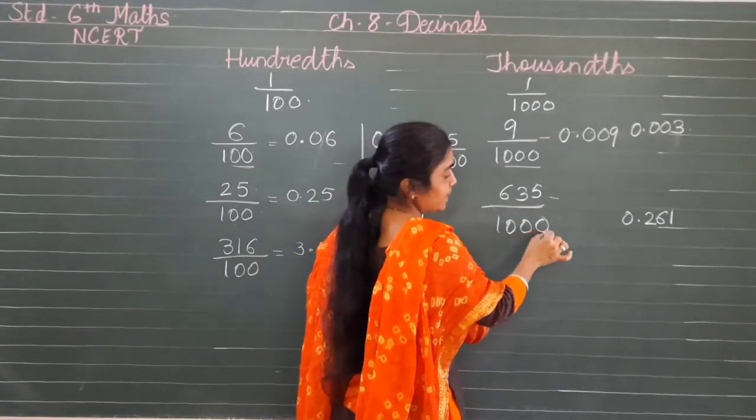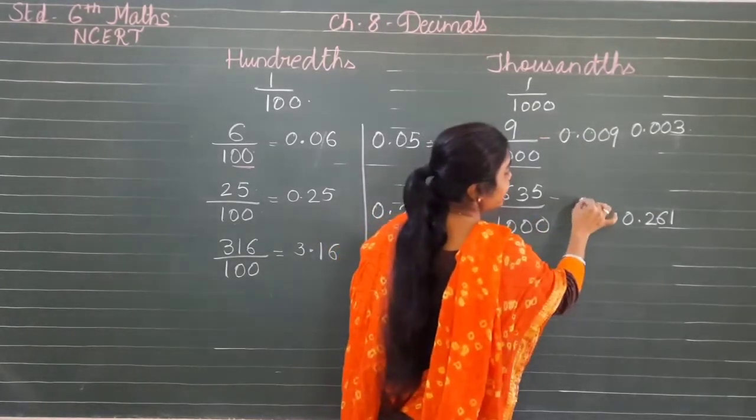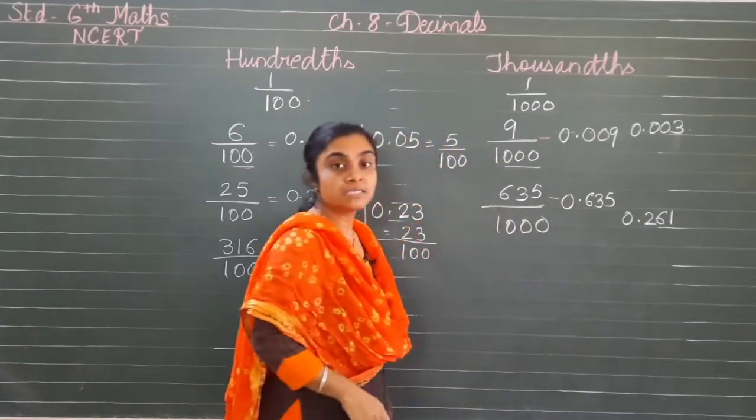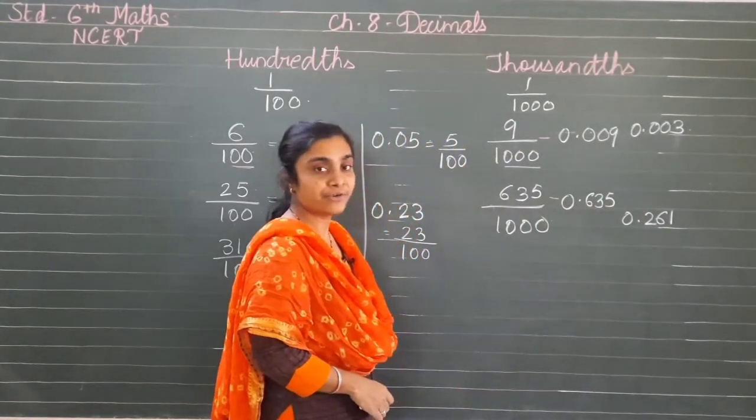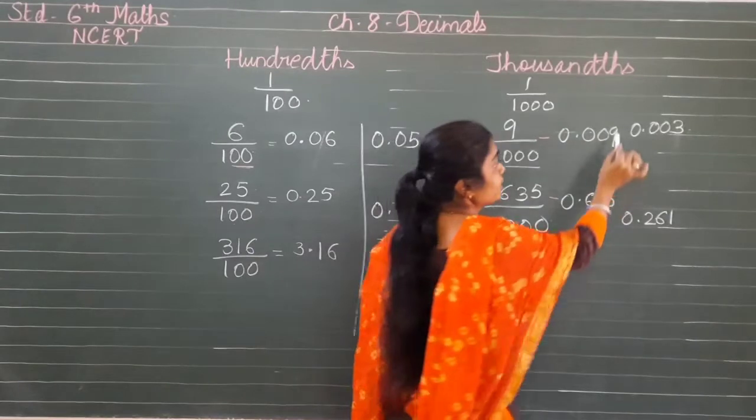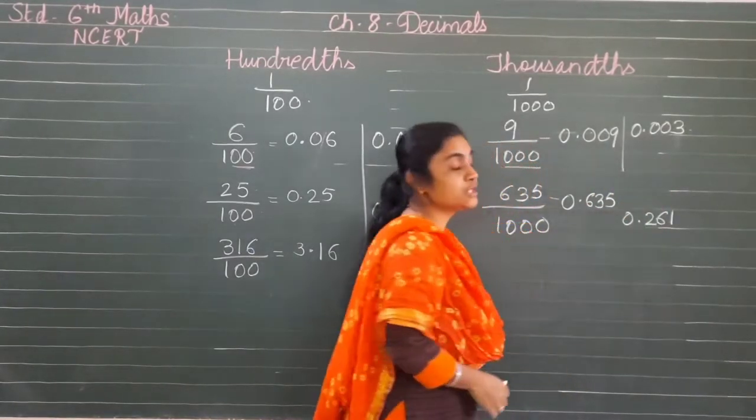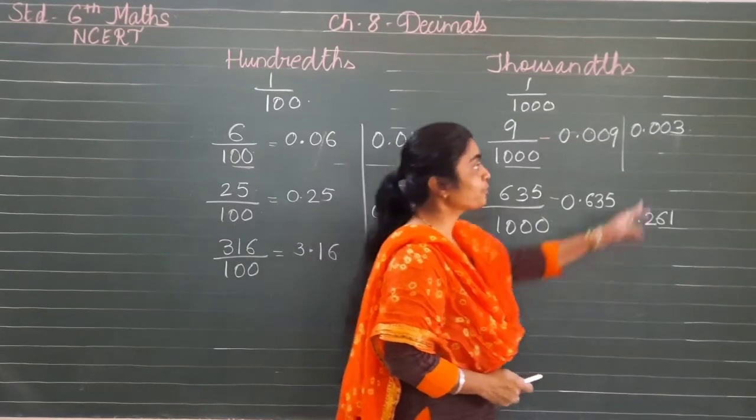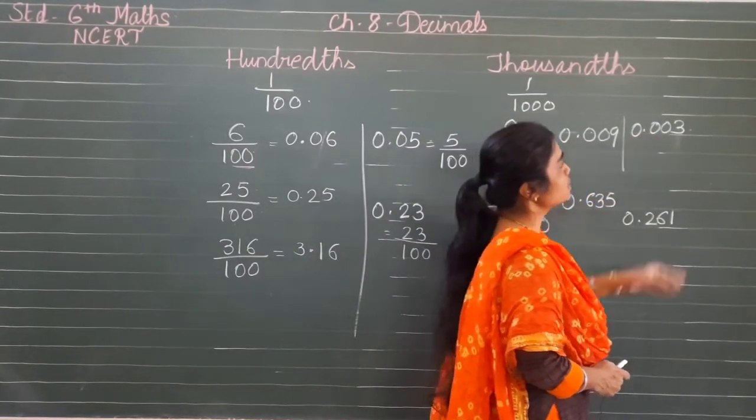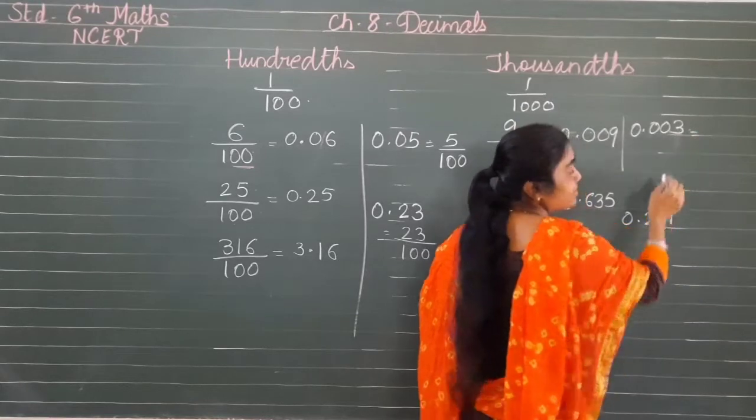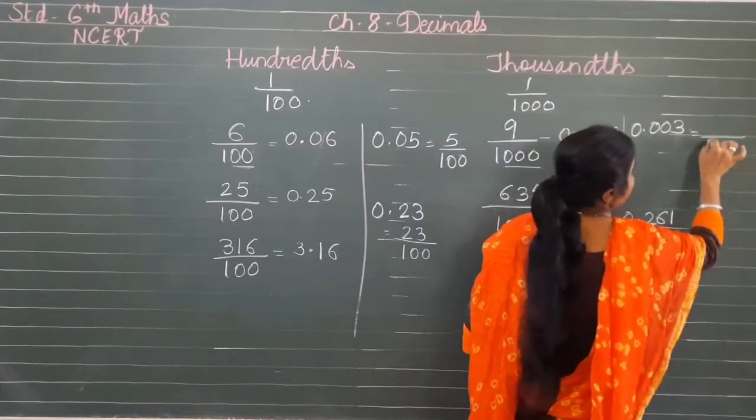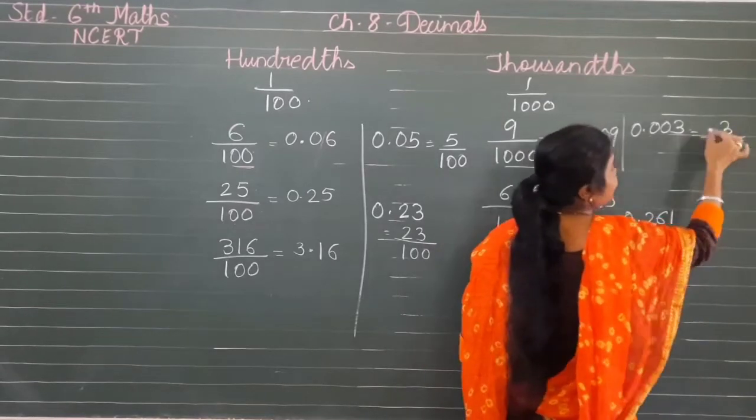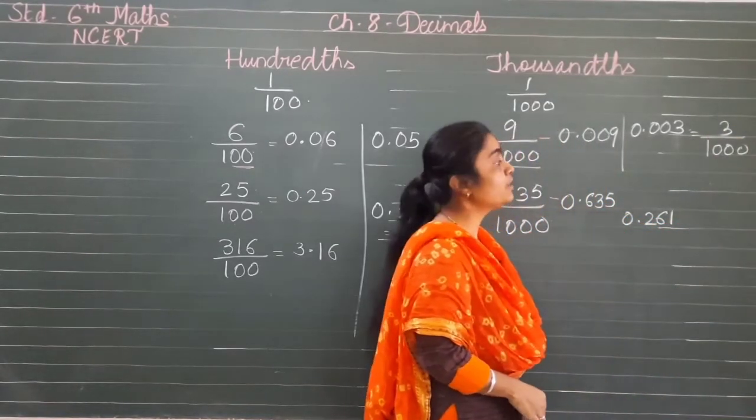Now 635 upon 1000. 1, 2, 3 zeros are there, so 3 digits after the decimal point. So the answer will be 0.635. Now let us convert 0.003, which is a decimal, into fraction form. For 0.003, as there are 3 digits, we will put 1000 in the denominator and remove the decimal point, and this will become 3 upon 1000.